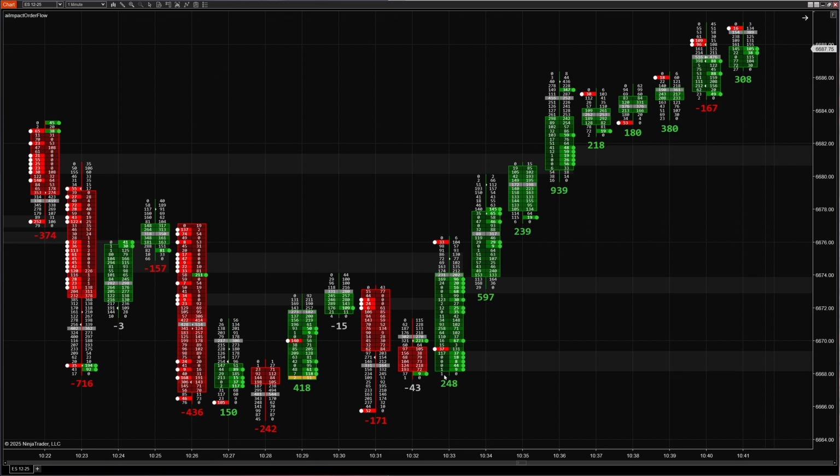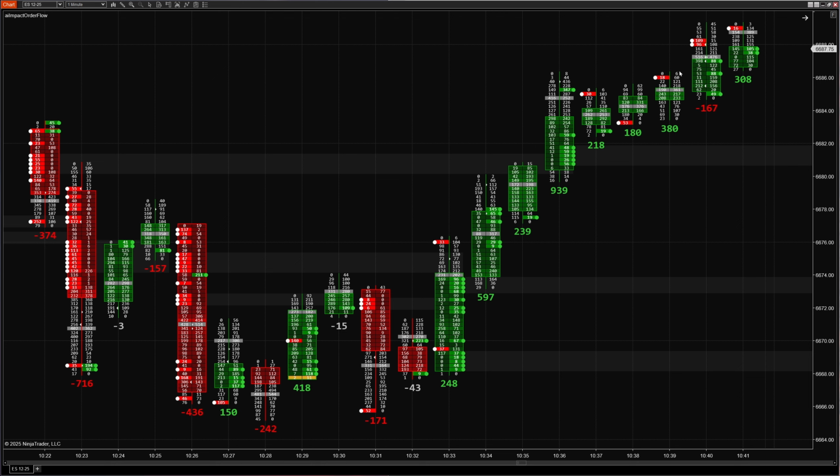Then as we fast forward a little bit more, notice what we have right here at the 10:33 candle. We actually get a positive delta, and now it's 248. So now we've had two consecutive candles where the delta has actually increased, right? This candle right here increased from the prior candle's delta. This candle's delta increased from the prior candle's delta. Then within this candle, we also have multiple imbalances, which we'll talk about later on in this video, and the market goes running on up.